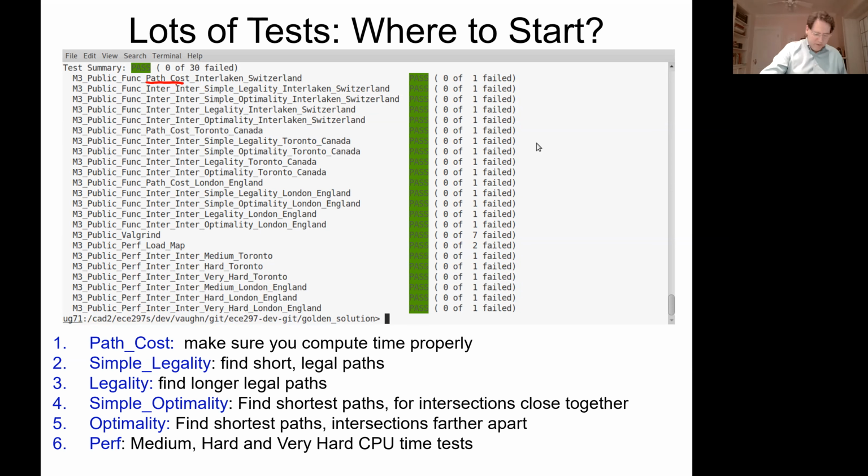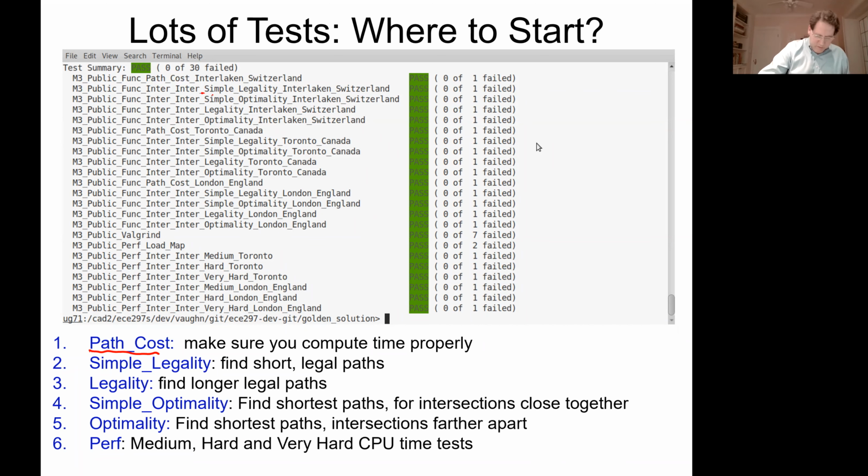There's a path cost test, for the path cost for Interlaken, Toronto, London. Path cost is just checking your simple helper function that takes a vector of street segments and returns the total travel time to go from the start of the first street segment to the end of the last one. That's not a very difficult function, but you want to make sure you pass these tests first, because that's checking did you compute turn times properly and so on. It's to help you get your underlying code correct.